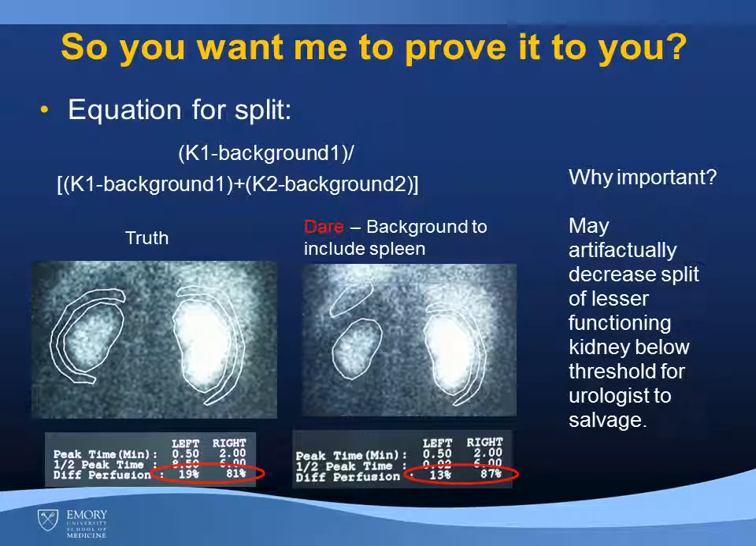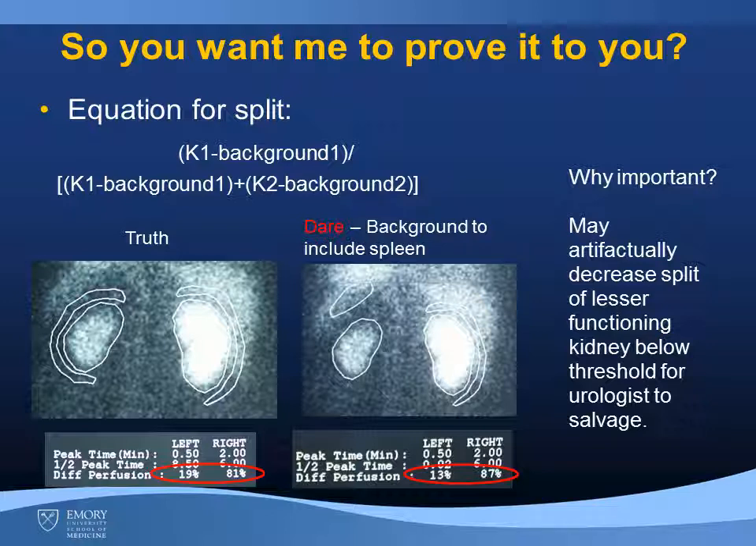So I'm going to prove it to you. The equation for the split function is activity in kidney 1 minus background 1, divided by activity in kidney 1 minus background 1 plus kidney 2 minus background 2.